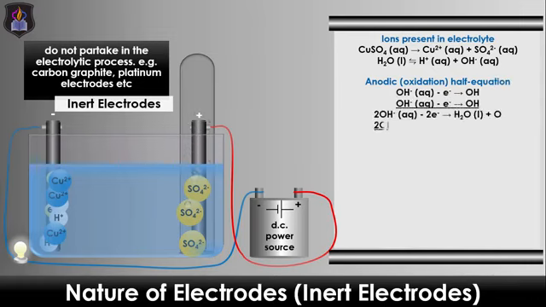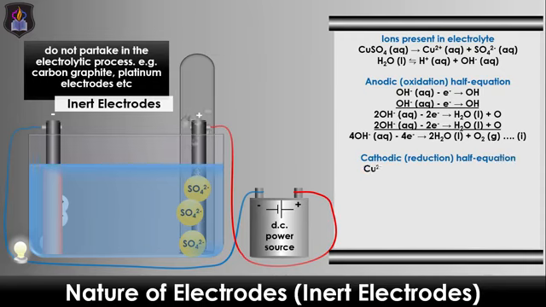Being an inert electrode, the graphite electrode will not have any effect on the electrolytic process. At the cathode, hydrogen and copper(II) ions compete for discharge, and copper(II) ions is preferentially discharged since it is lower in the electrochemical series. Each copper(II) ion undergoes reduction by gaining 2 electrons each to become deposited as copper atoms on the cathode according to the cathodic half equation.